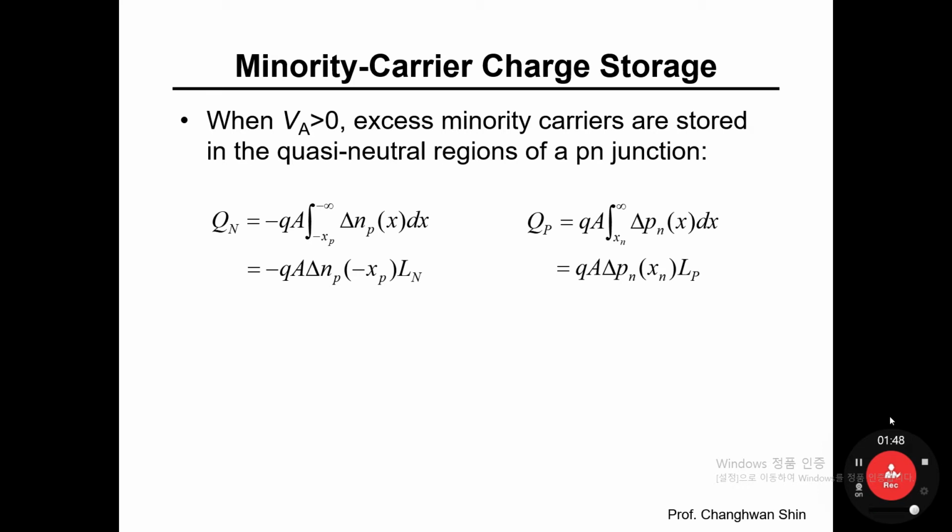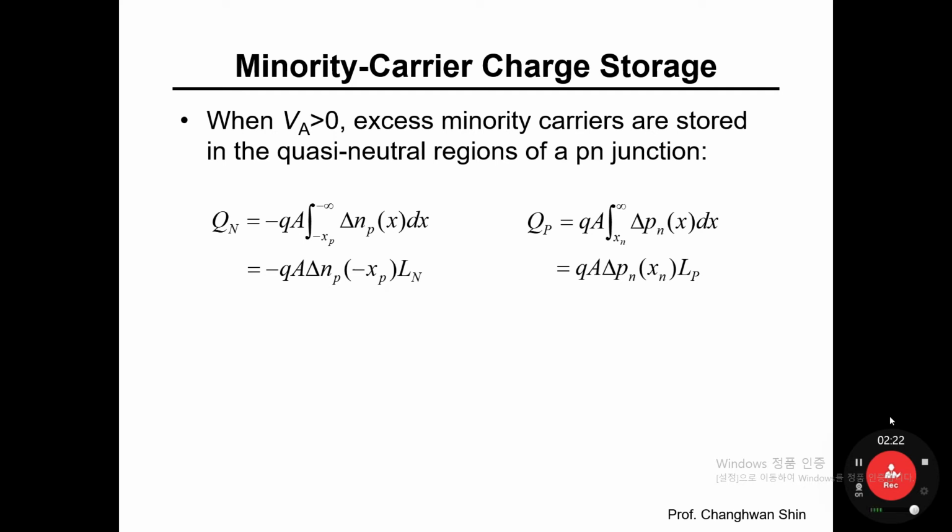Why is that? Because we are applying a DC voltage across the PN junction diode. In other words, steady state is valid across the PN junction diode. And then we can come up with this idea: under forward bias, under DC bias applied across the PN junction diode, excess minority carriers are well kept, well stored in the quasi-neutral regions of a PN junction.